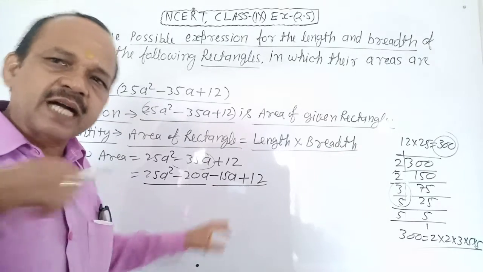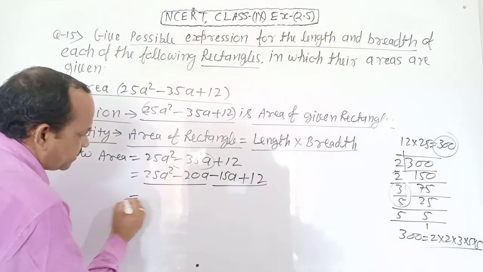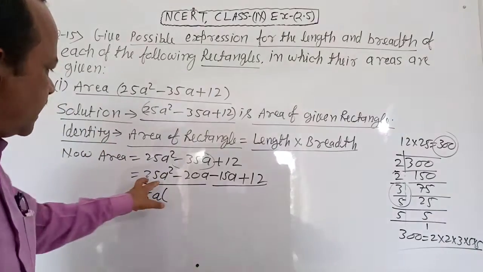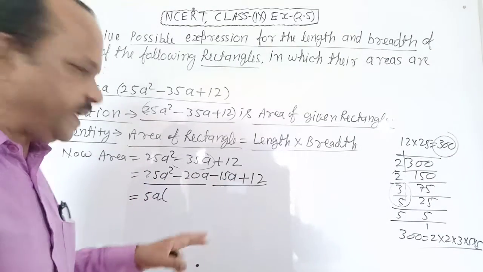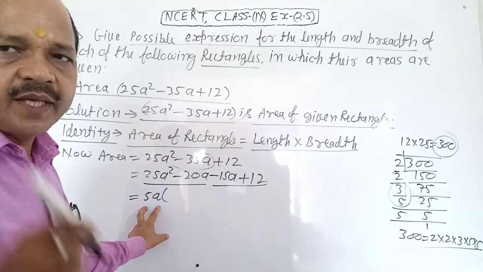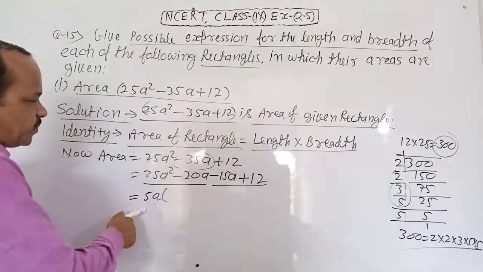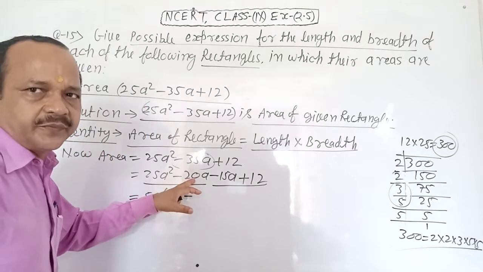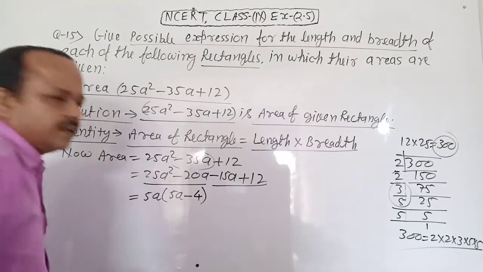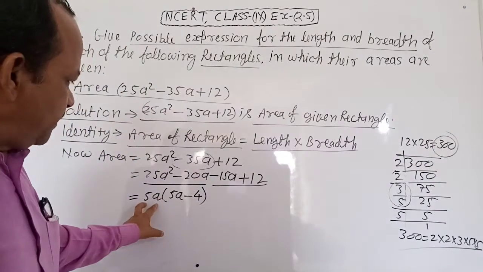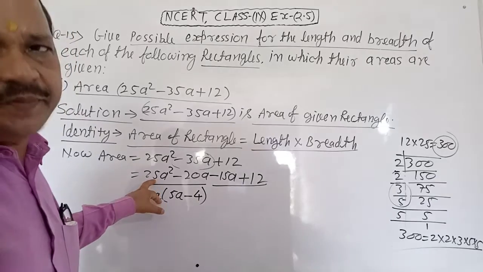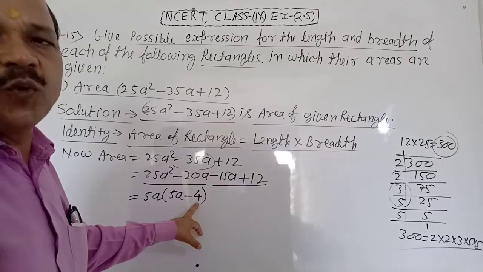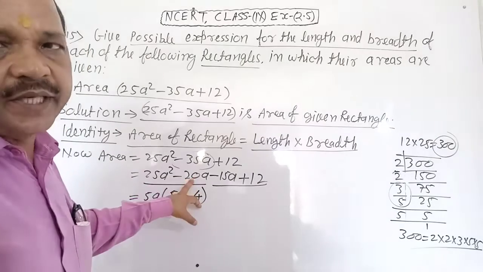Now you take common. Here you can take common 5a. Here 5a and here 5a. So you can take common 5a in the first pair. Clear? Here you can write 5 times 5 is 25, 5a, minus here 5 times 4 is 20, so write 4. If you multiply 5a and 5a, it becomes 25a square. It means it is correct. If you multiply 5a and minus 4, it becomes minus 20a. It means it is correct.